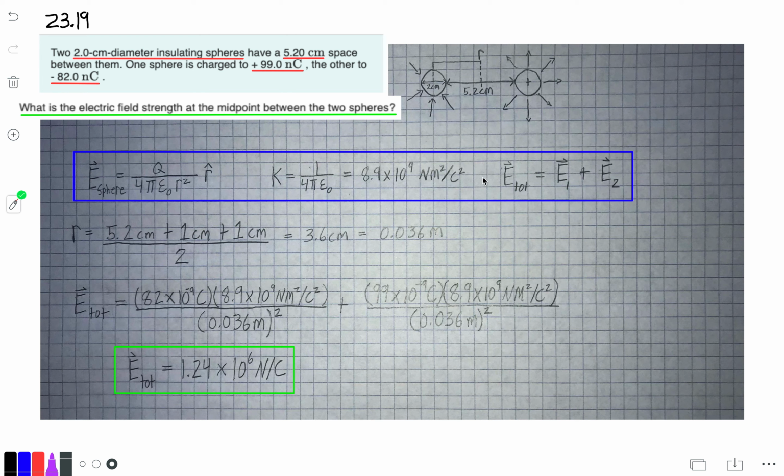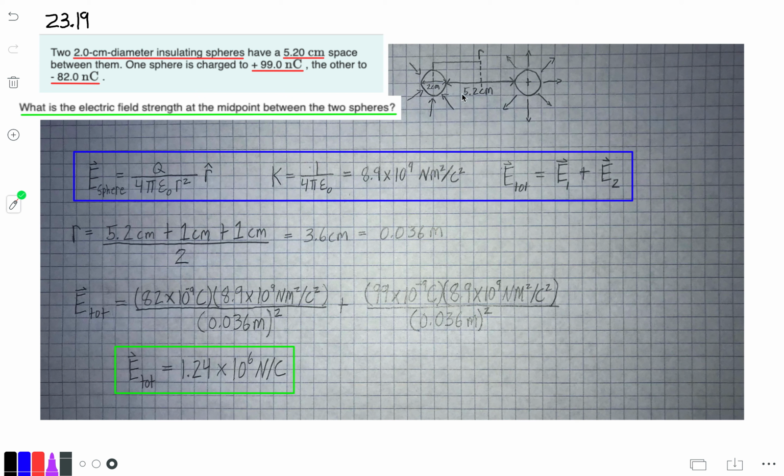And then we're going to add the two spheres together by using this equation here. This is going to be our charge strength Q multiplied by our constant K and divided by our radius squared. And we're going to do that for both of these here to get that our electric field strength in total is 1.24 times 10 to the 6 newtons per coulomb.